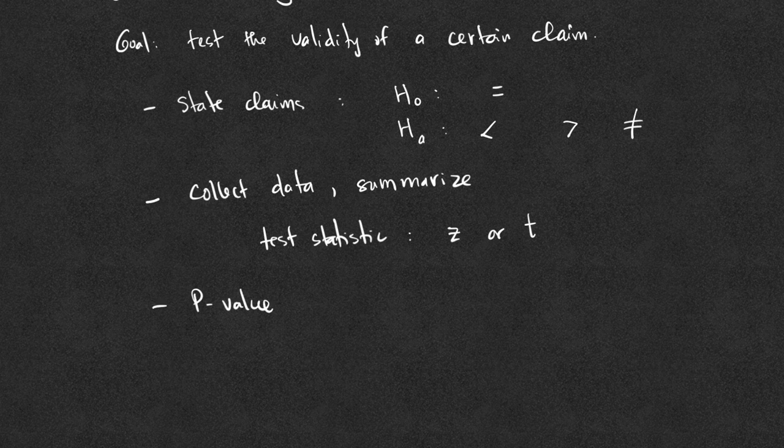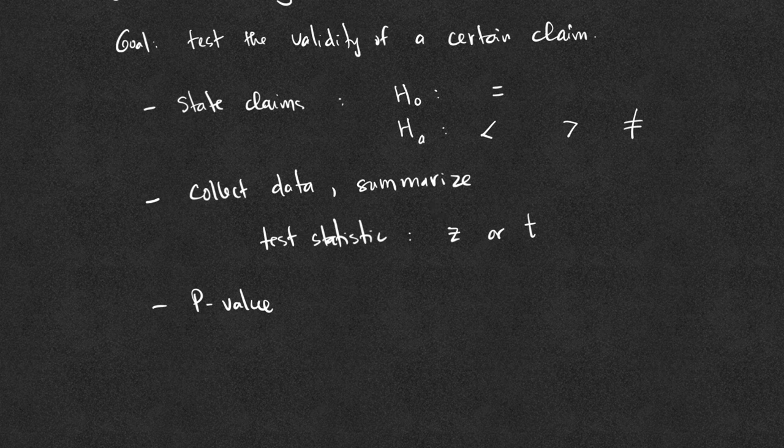The p-value is the probability of obtaining data as extreme as the one we observed, assuming that the null hypothesis is true. It is very important that we formulate the proper hypothesis when we proceed to collect the data, to summarize the data, and to find the p-value.